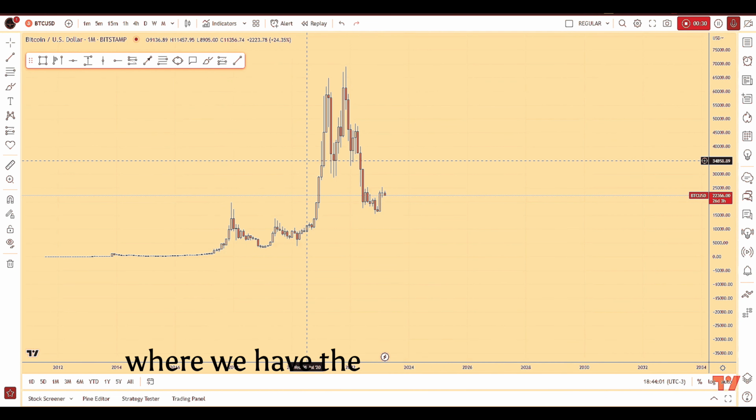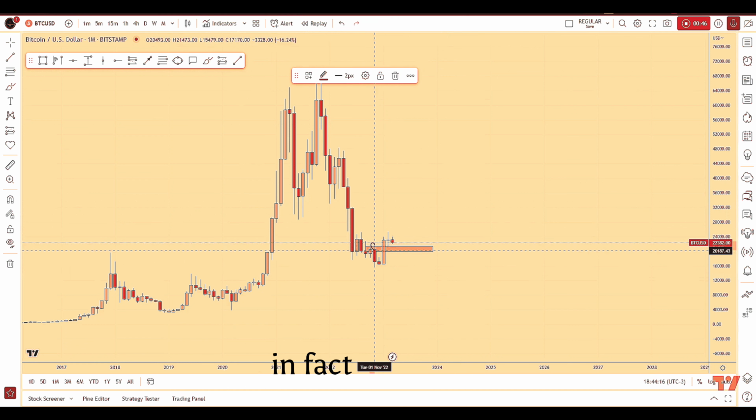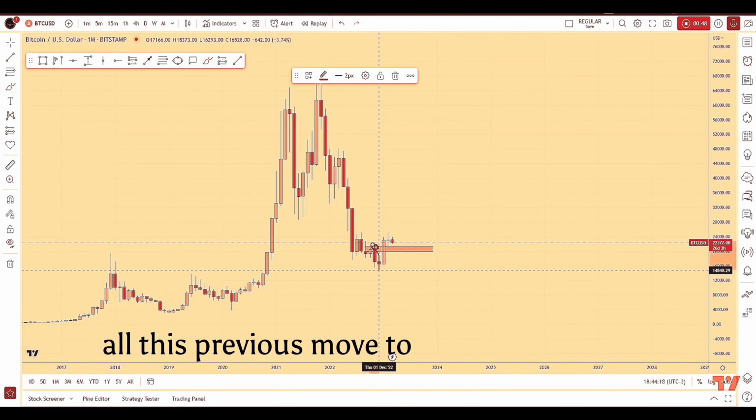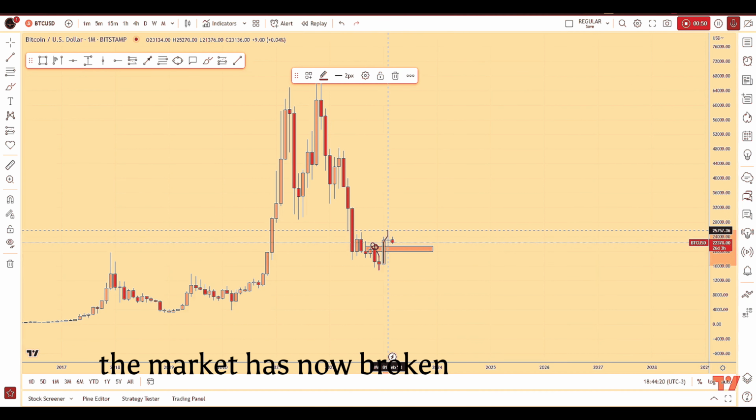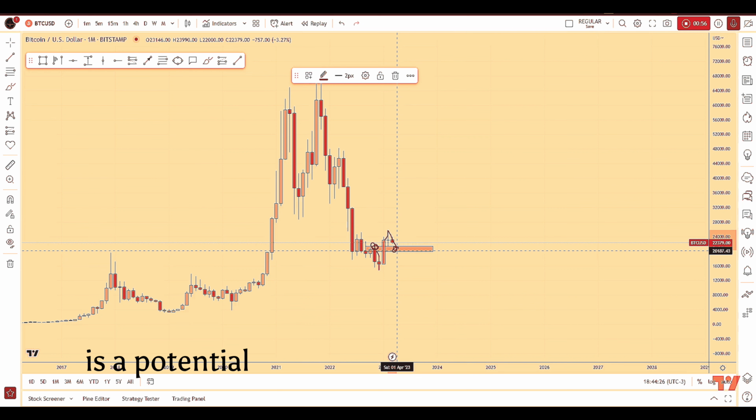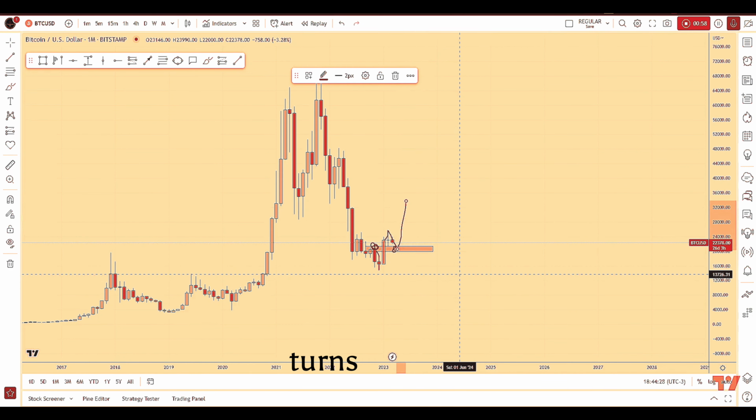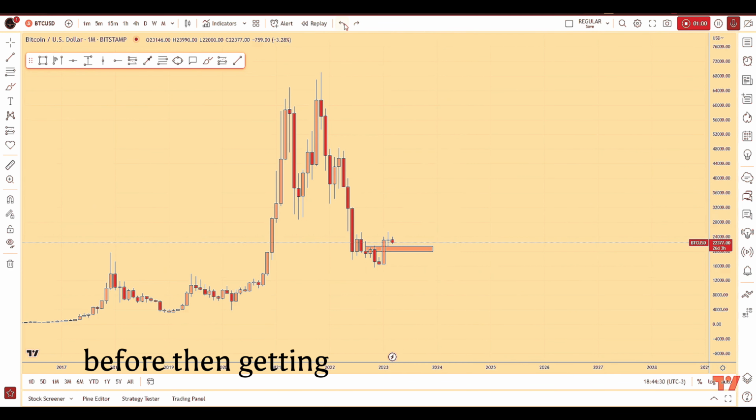Now, starting from the monthly time frame, what we can see is that we have a market which at the moment is about to test a quite strong area of previous monthly resistance, which is now turned support. In fact, from here, all this previous move to the downside was created. The market has now broken above that zone. So this previous resistance is now turned support here. So what we could expect is a potential retest of this previous resistance turned support before then getting a rejection to the upside. Dropping down on the weekly time frame, what do we see?